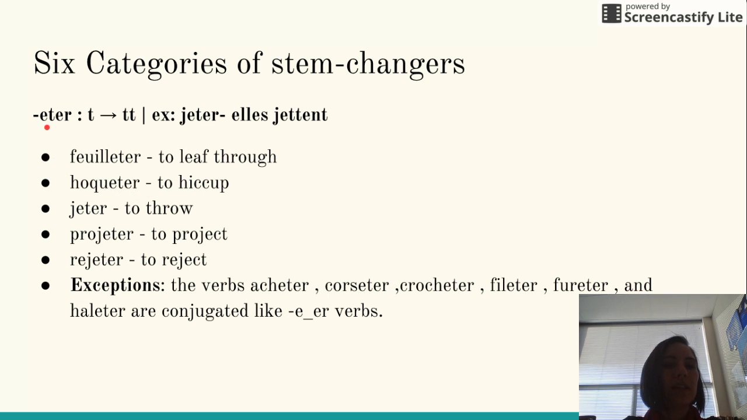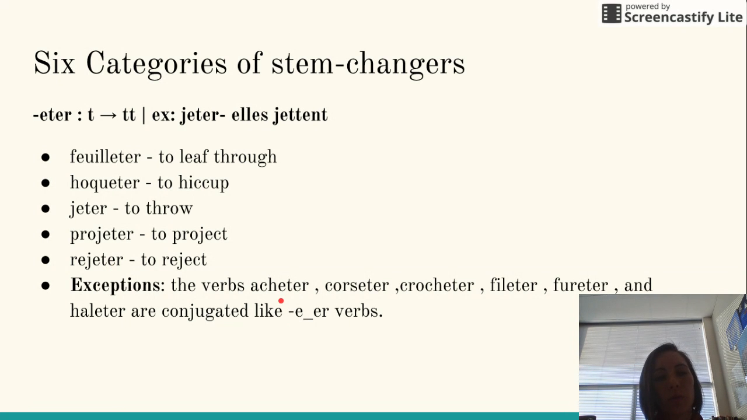Our next stem change is ETER verbs. We'll take that single T and we'll double it when it's conjugated. An example would be jeter, elle plural, we would have the ENT ending, and our stem change would be to double the T, so elle jette. Other examples of ETER verbs are feuilleter, noter, jeter, projeter, and rejeter.